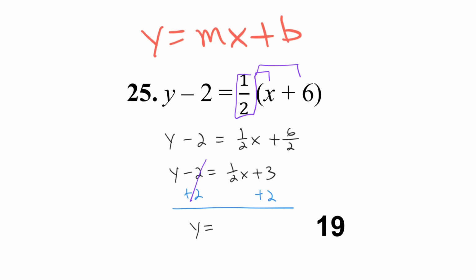Y is by itself. X, we don't have another x on the bottom, so I'm just going to keep it the same. 1/2 x. And I'm going to add the constants. Those are like terms. They don't have a variable. Plus 5. So guess what? This is the answer for number 25. You guys have y equals 1/2 x plus 5. Ignore this 19, guys. This is just the number for the page. But the answer must have the y by itself. Remember that the slope of the line is 1/2 and the y-intercept is 5.